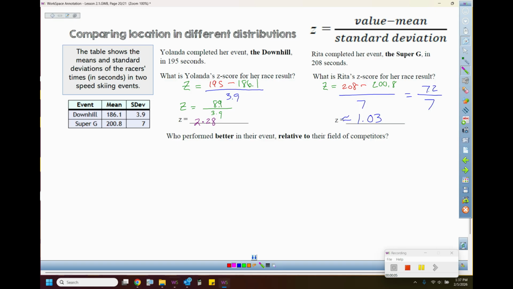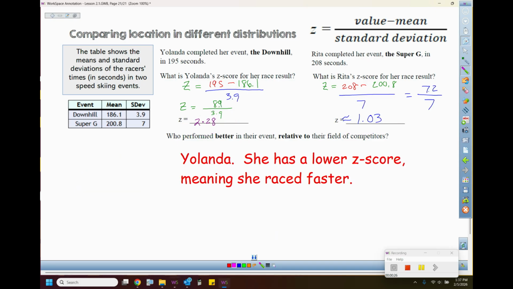You know, the weird thing is this is a race, right? So when you're doing a race, like a faster time is better. Like, what would you rather do? Win a race in 10 seconds or win a race in 11 seconds? Like, isn't the lower number going to be the better score? So when we look at these z-scores right here, the one that's lower is actually going to be better, right? So that would be, sorry, not Yolanda, but Rita. I have a mistake right here. Rita has a lower z-score, meaning she raced faster.